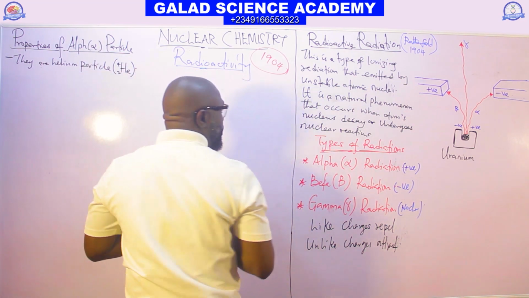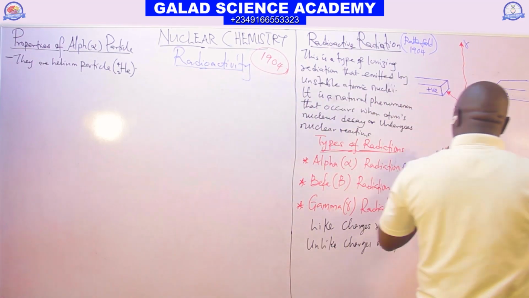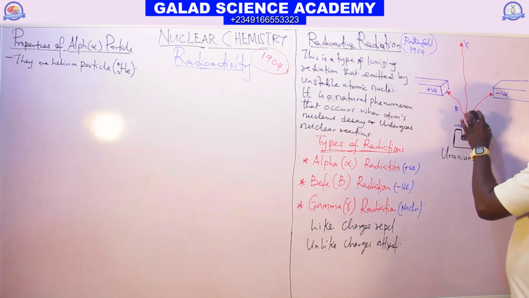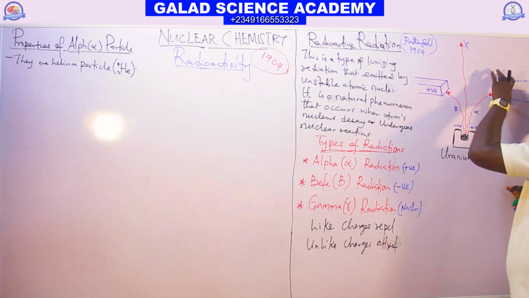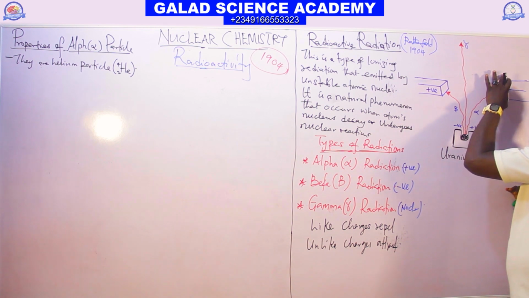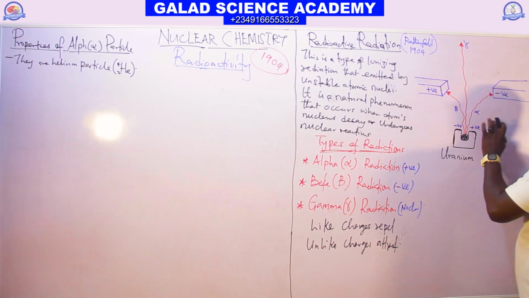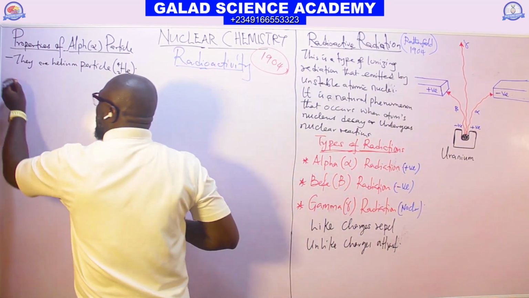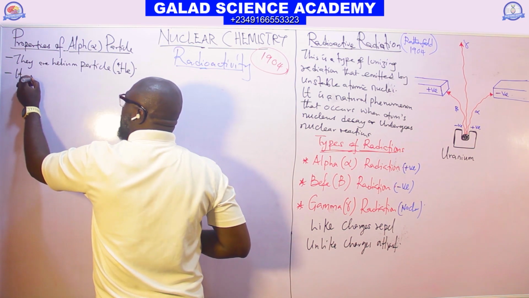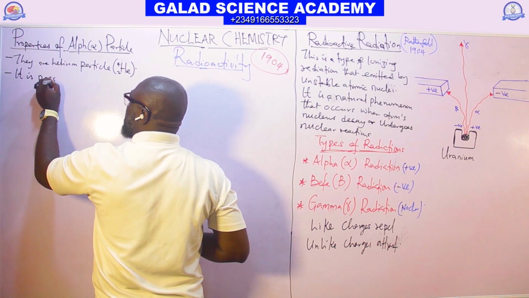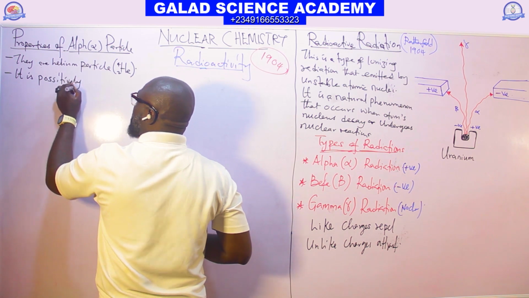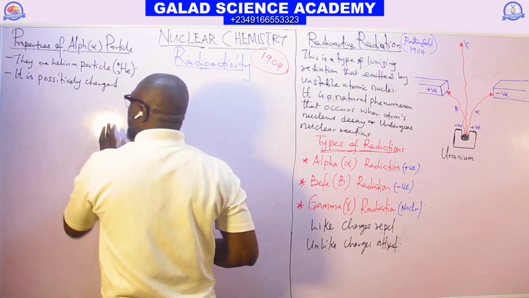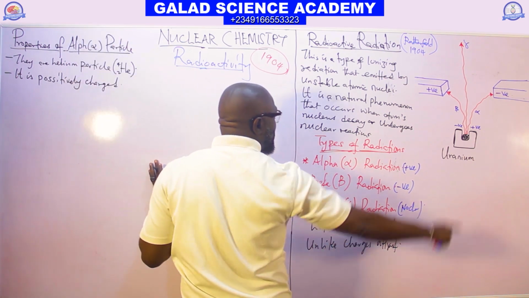If you look at this detection of radiation, the alpha particle moves toward the negative pole here, which is the south bar. So the alpha particles are positively charged.